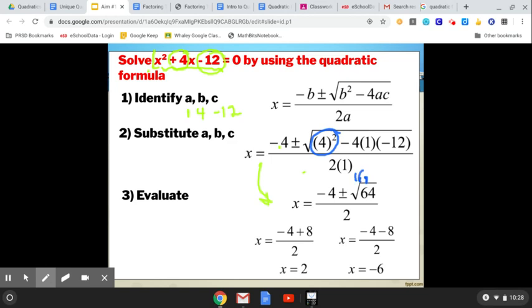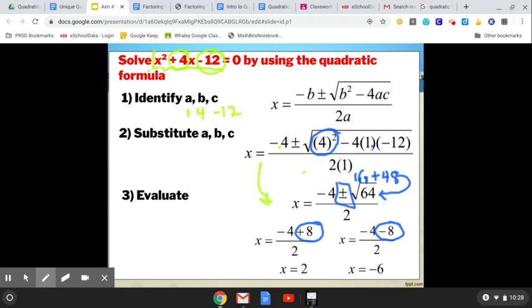And then negative 4 times 1 is negative 4, times negative 12 was positive 48. When I add those together, that's how I got that 64 there. So square root of 64. Now remember, the square root of 64 has two answers, 8 and negative 8. And that's where this symbol comes into play here.